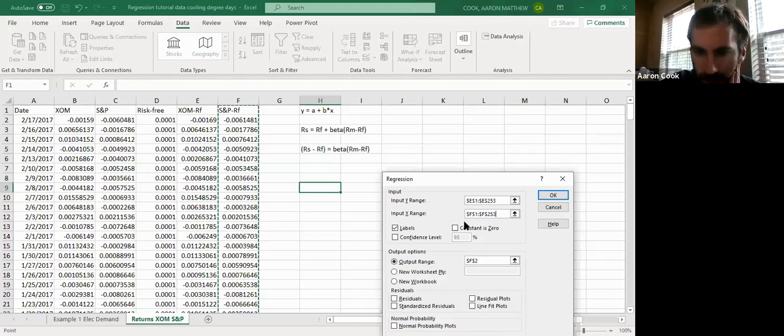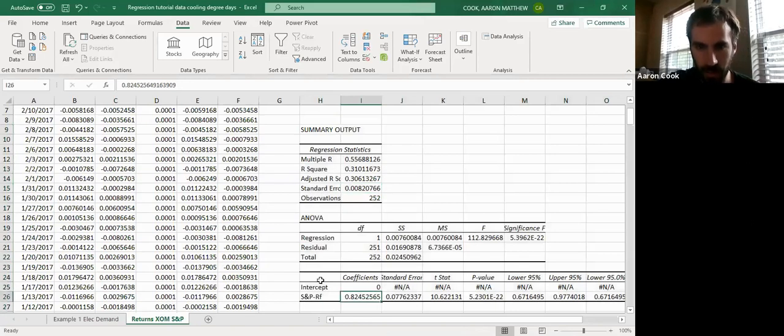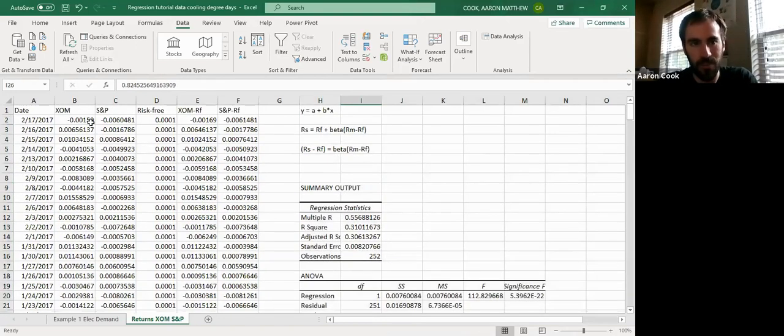So we're going to set the constant equal to 0 in the case that we've subtracted off the risk-free rate. So I'm going to select constant equal to 0. And then for the output range, I'm going to have the output be pasted here. So the results of that estimation are that we have a beta of 0.82 for this stock as a result of having data on the daily returns to ExxonMobil and the daily returns to the S&P 500.